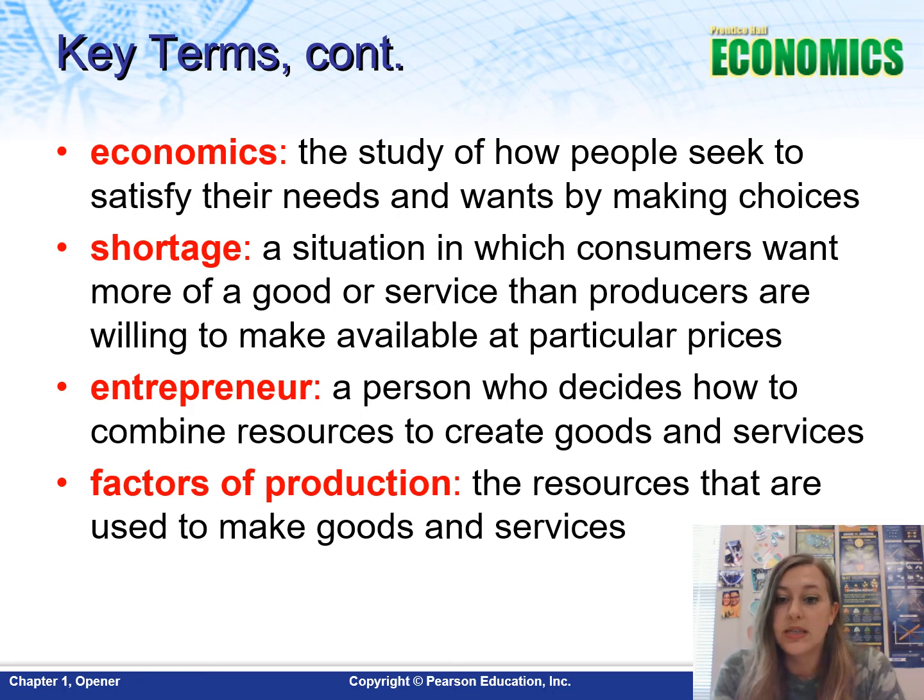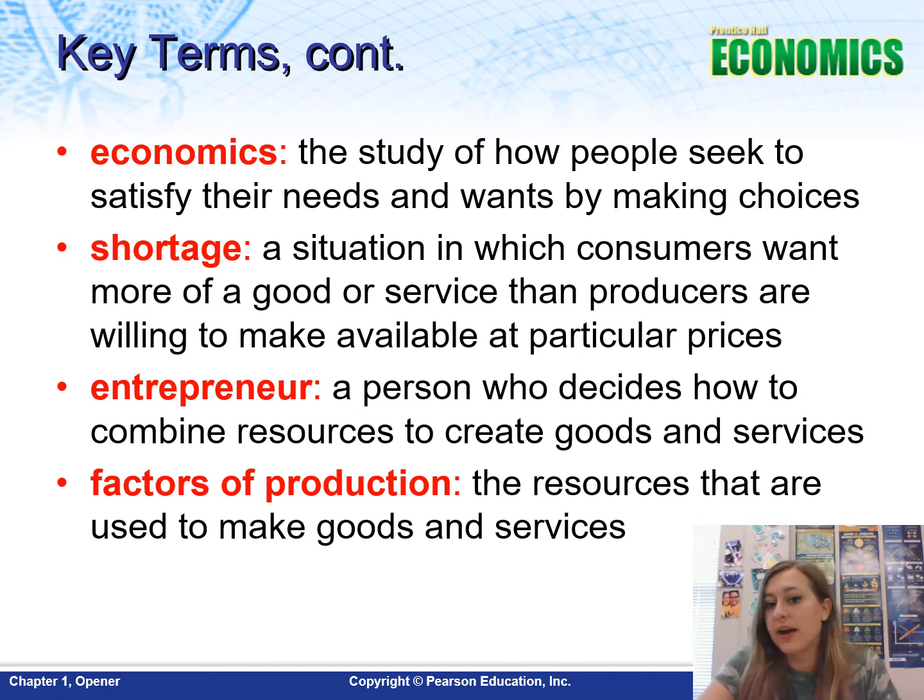We'll talk about the difference between scarcity and shortages. So a shortage is going to be short term, right? That's a situation where consumers have high demand for a good or a service, and producers don't have that available at the moment. For example, right now, there's a shortage of disinfectant wipes, right? Or face masks, things like that.